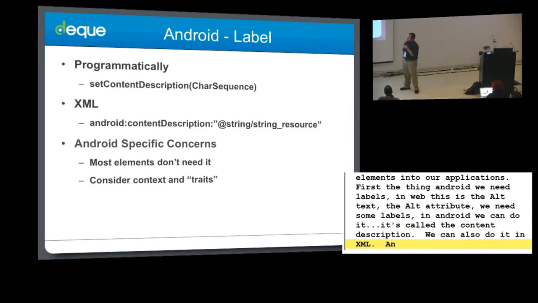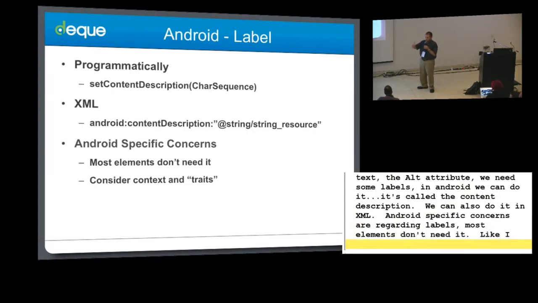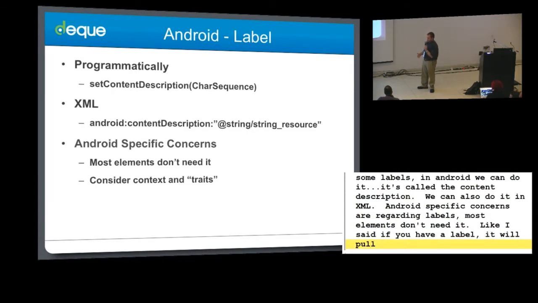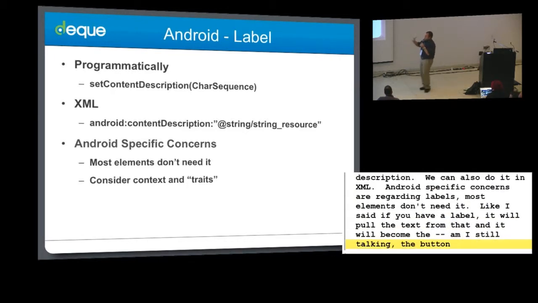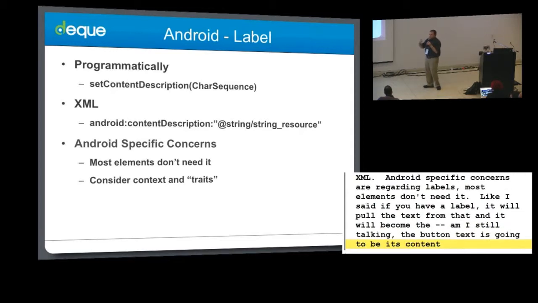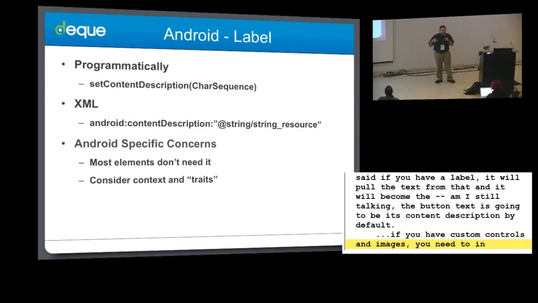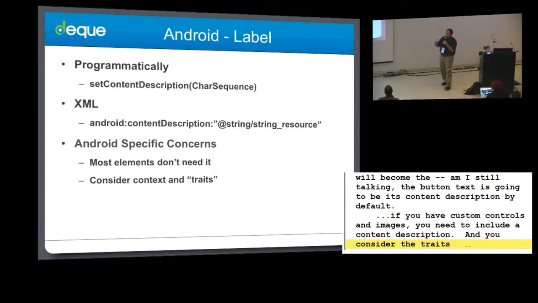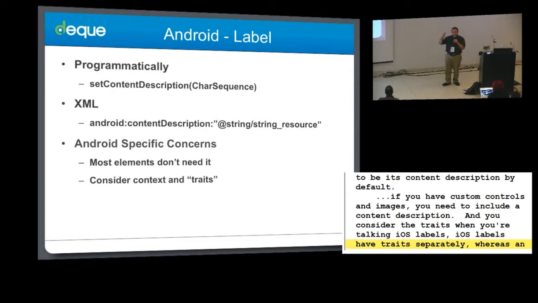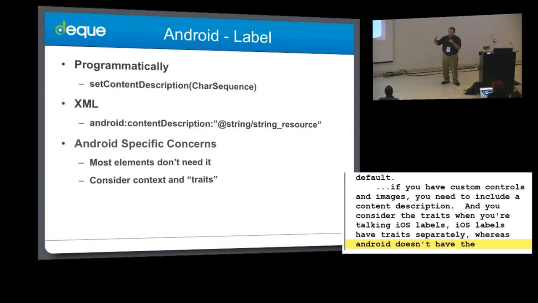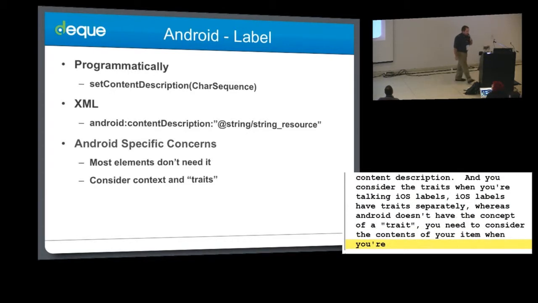Android-specific concerns regarding labels. Most elements don't need it. Like I said, if you have a label, it's going to pull the text from that label and it will become the accessibility label. The button text is going to be its content description by default. If you have custom controls or images, you need to include a content description. And then you should consider traits. When you're talking iOS labels, they have traits separately, whereas Android doesn't really have the concept of a trait. So you need to consider the context of your action, the context of your item when you're adding a label and what that label content should be.